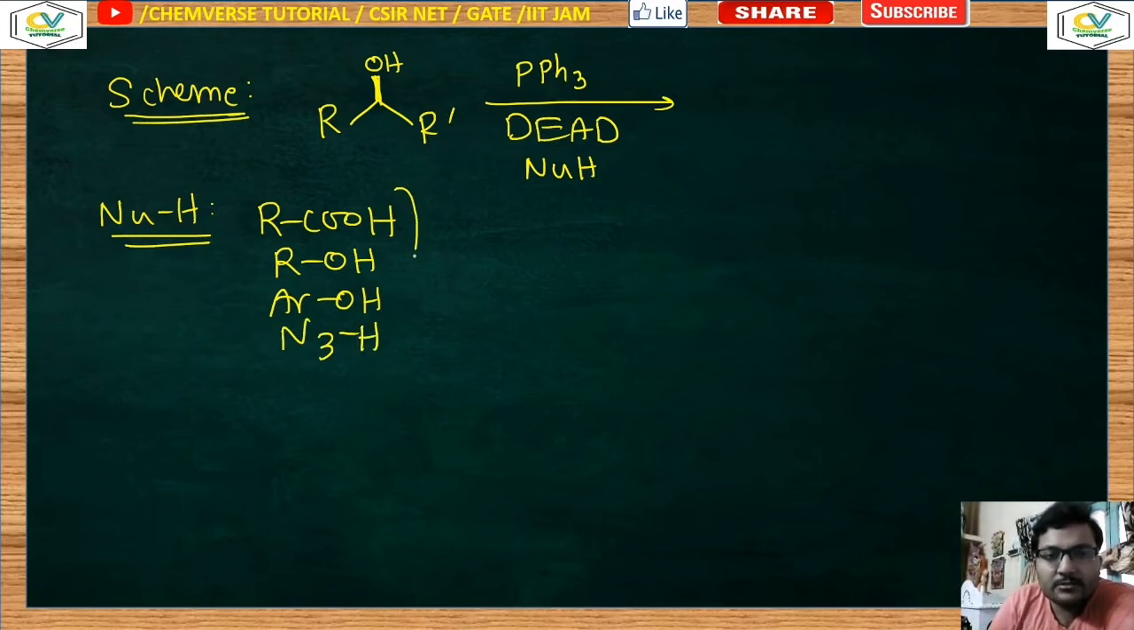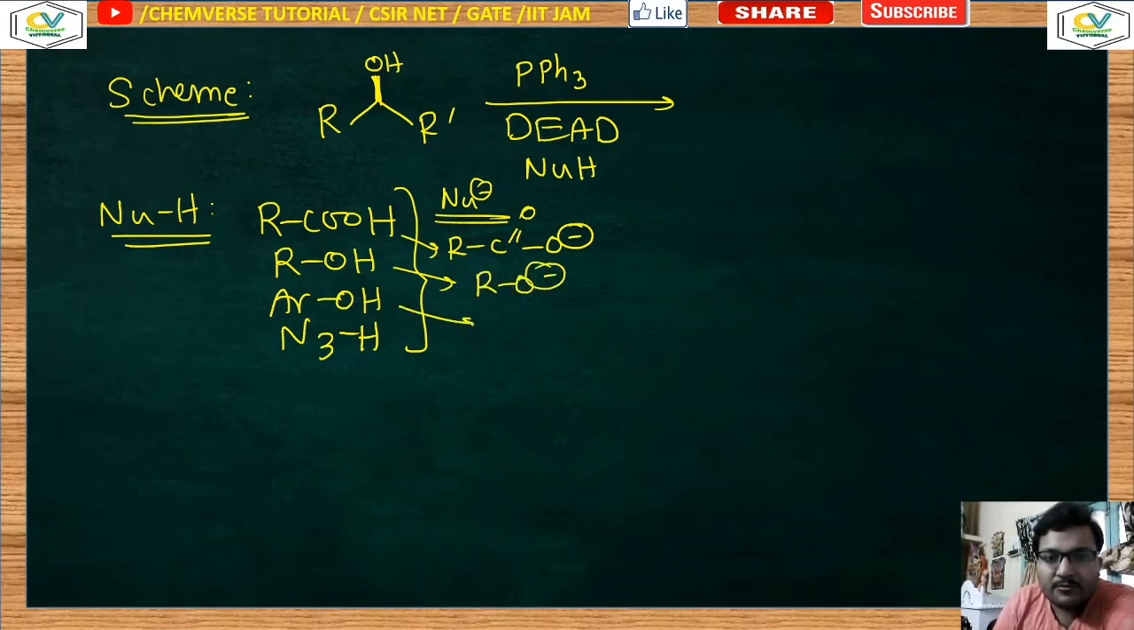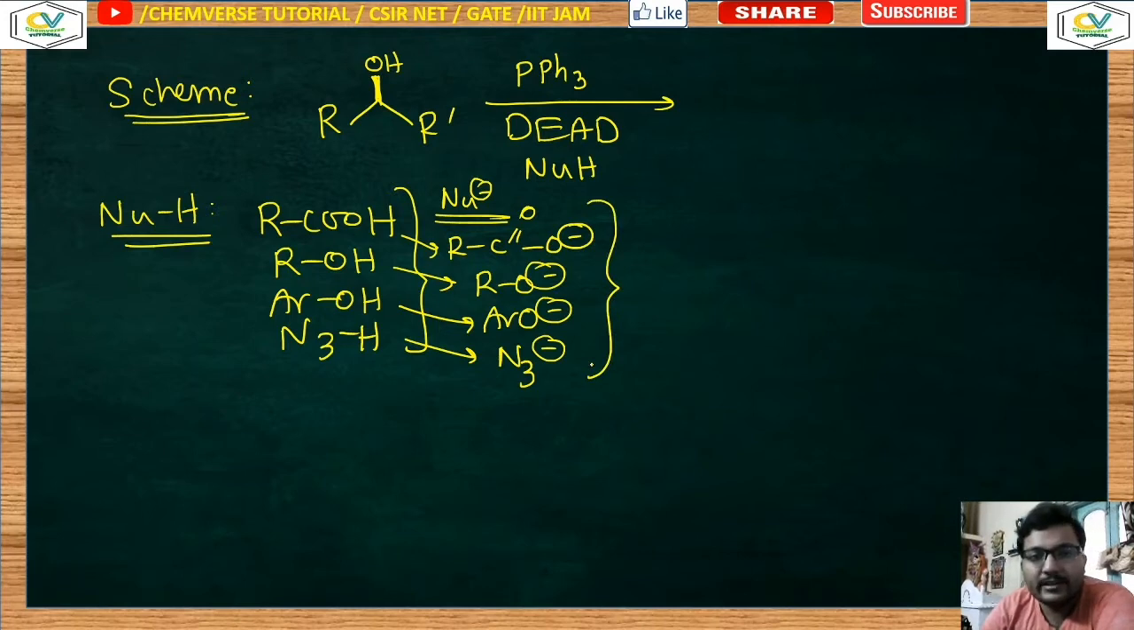In all cases, after the removal of H plus, the potent nucleophile will be something like this. For the first case it is RCOO minus. From ROH I am getting RO minus, from ArOH, ArO minus, and from HN3 there is N3 minus. So these are your potent nucleophiles, your nucleophilic sources.